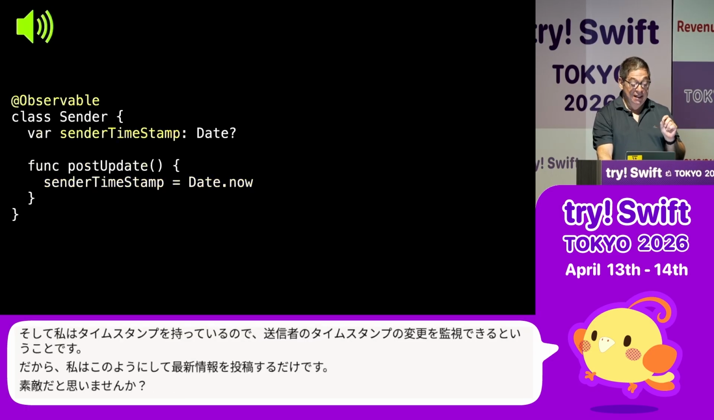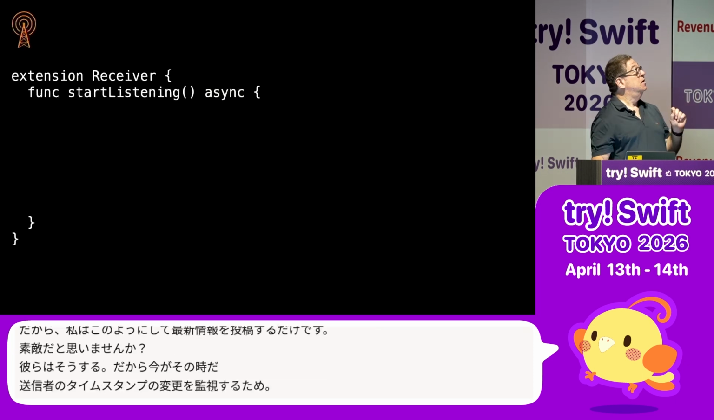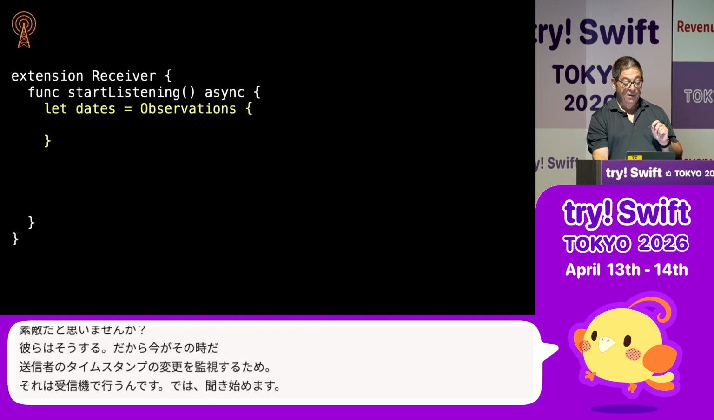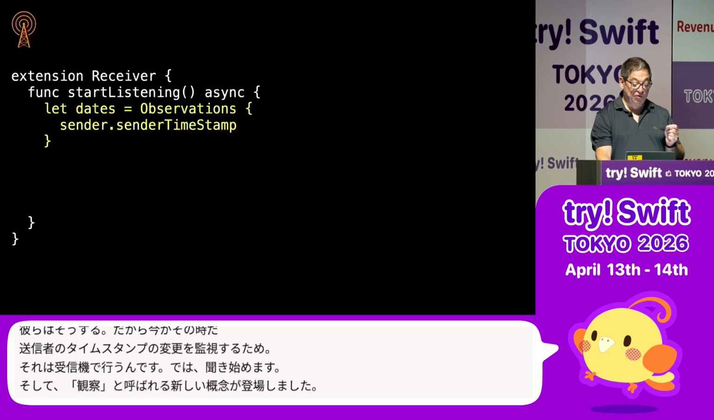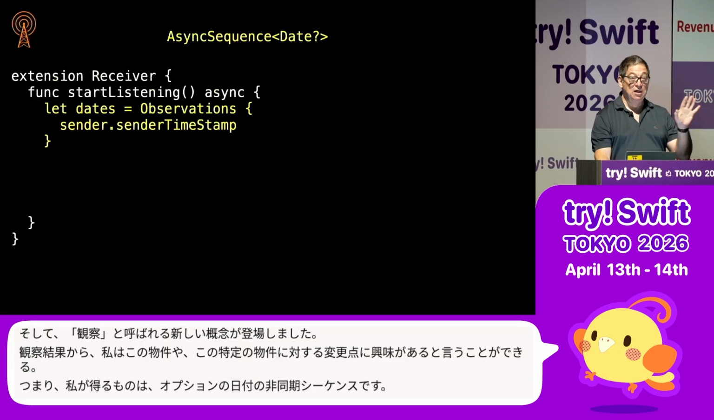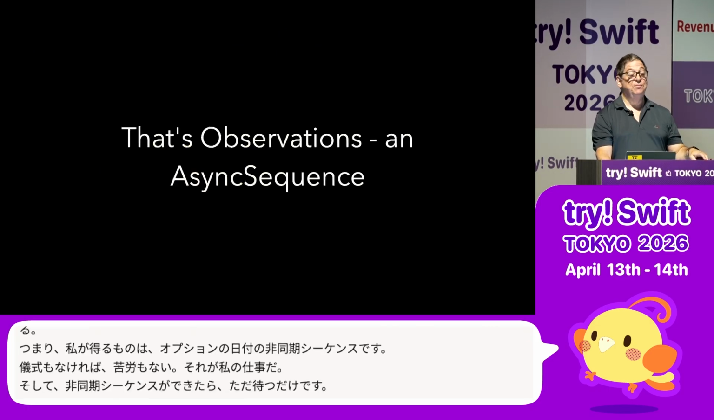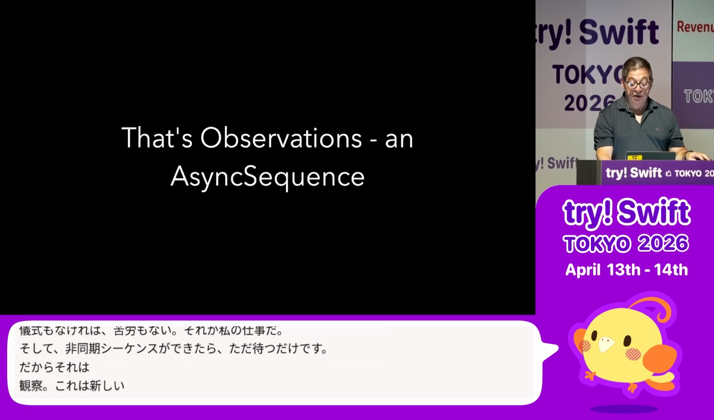And so now it's time for someone to listen for changes to the sender timestamp, and we do that in the receiver. So I'll start listening here, and there's a new thing called observations. Observations allow us to say, I'm interested in this property and changes to this specific property. And so what I get is an async sequence of optional dates. No ceremony, no hard time, that's all I do. And you know, once you have an async sequence, you just for-await. And so that's observations. It's a new async sequence.